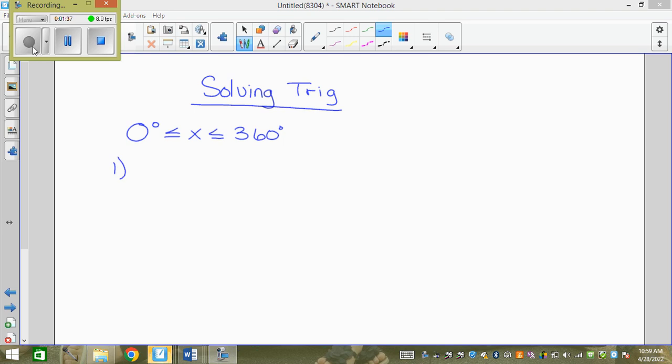Number 1. I'm going to have you solve sine x equals a half. So remember, when I give you sine of 30, you would go to 30 and you take the y off the outside, correct? If I give you sine x equals a half, I want the angles.